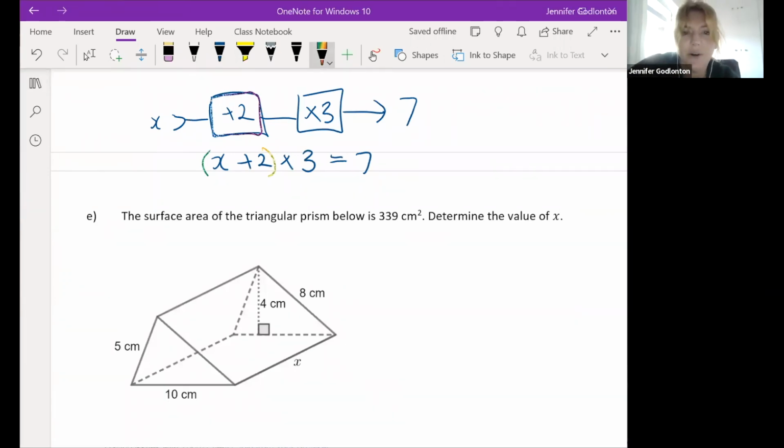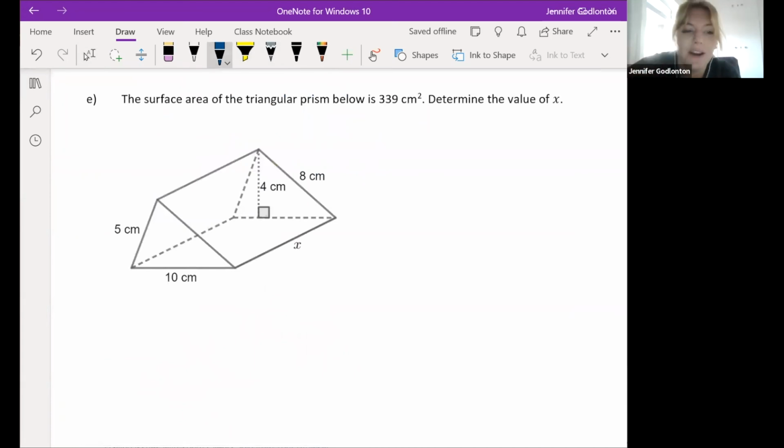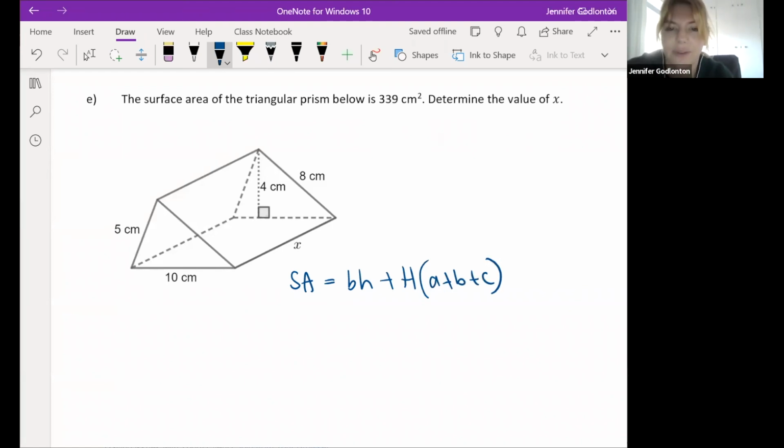Okay, Fatu, we are all yours. Talk us through. What am I going to write? Maybe I'm going to write the formula first. SA is equal to BH plus H, bracket A plus B plus C. Beautiful. Okay, next step. And then 339 is equal to 10 multiplied by 4 plus X, then bracket 5 plus 10 plus 8. Good. Okay, next step.